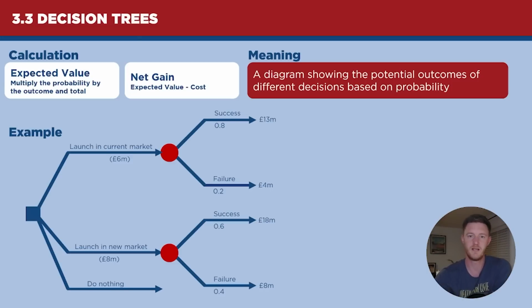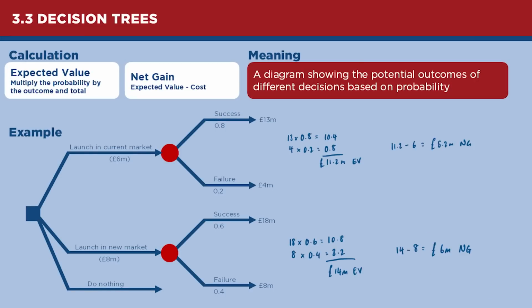So for our expected value, we multiply our outcome by our probability to get a weighted average. In this situation, that is 13 times 0.8 and 4 times 0.2. So that's 10.4 and 0.8. Add those together, gives us 11.2 million, which is our expected value. So if we did that launch in the current market 100 times, we would get 11.2 million on average.